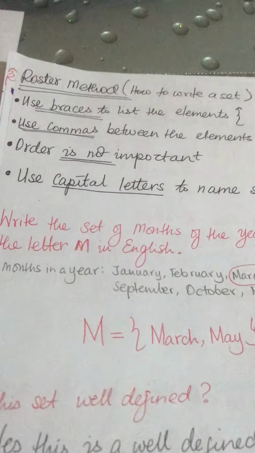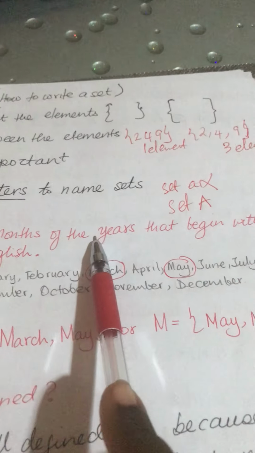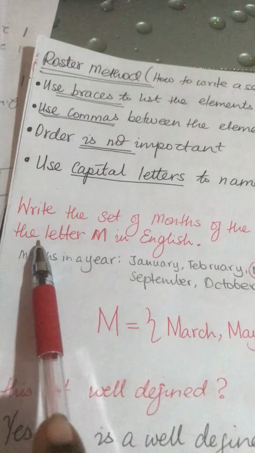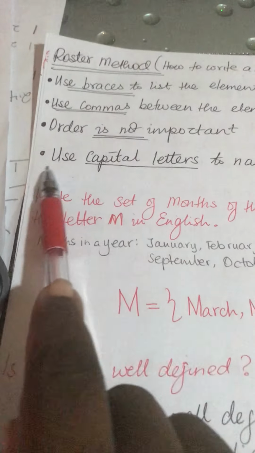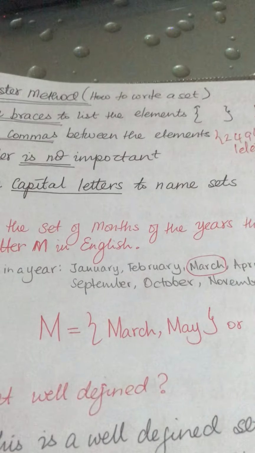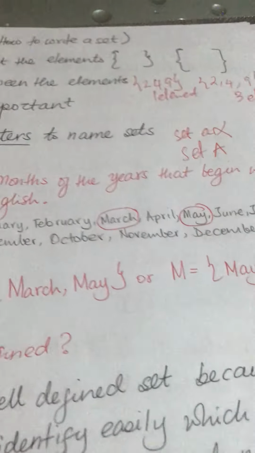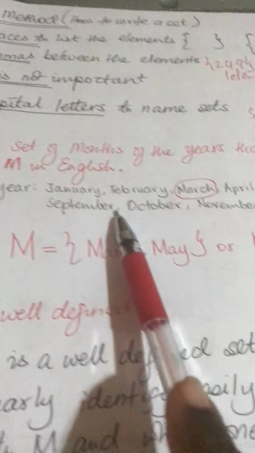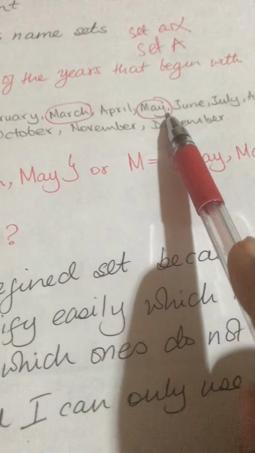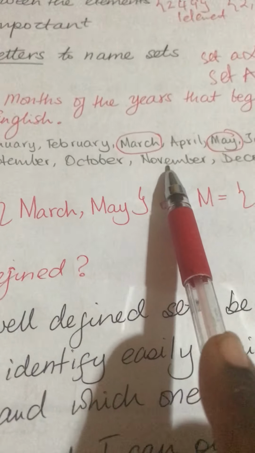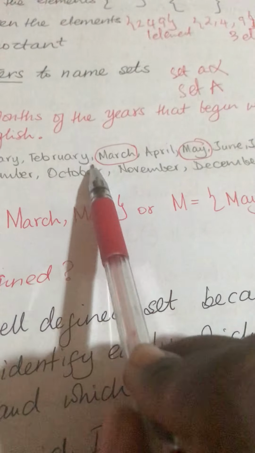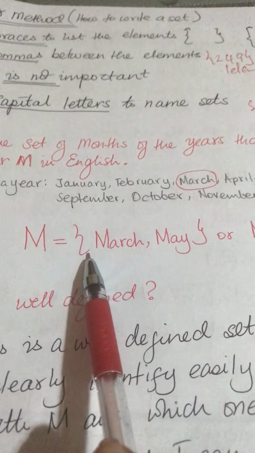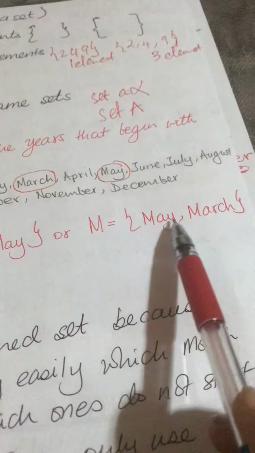Okay? Now let's do an example. Write the set of months of the years that begin with the letter M in English. This is the question. They want the set of months in the year that begin with the letter M. So I wrote all my months in a year: January, February, March, April, May, June, July, August, September, October, November, December. Okay? Then I circled the ones that start with M, which is March and May. So my set M is March and May or May and March.